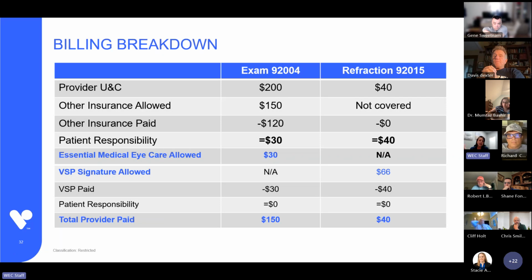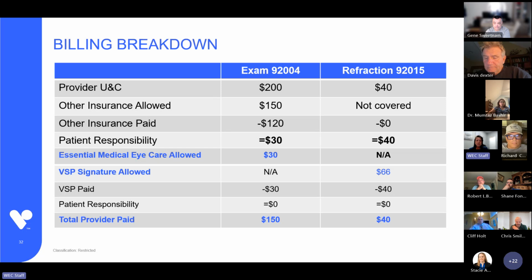Well, let's say in my case that $75 is what I get reimbursed, and that's not a true quote, I'm just throwing that out as an example. Well, you're not going to get the 75. You're only going to get what is the patient's out of pocket, which in this case is $30. Okay, so you're going to use the patient's Essential Medical Eye Care to take care of any remaining out-of-pocket costs for the medical part of that exam for your 92004.